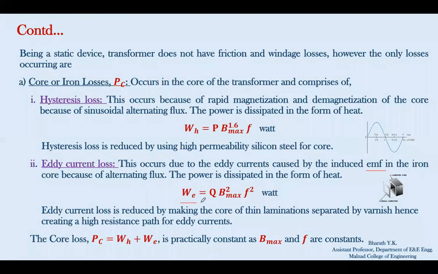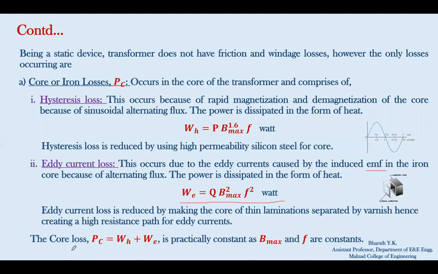The eddy current losses are represented by the equation WE is equal to Q into B max square into F square. Here Q is a constant, Bmax is the maximum flux density in the transformer core, and F is the frequency. Eddy current losses are normally reduced by making the core of thin silicon steel laminations, each insulated from the others by a layer of varnish, hence creating a high resistance path for the eddy currents. As the cross-sectional area of the laminations is very small, the eddy currents are reduced. Hence, the power losses are also reduced.